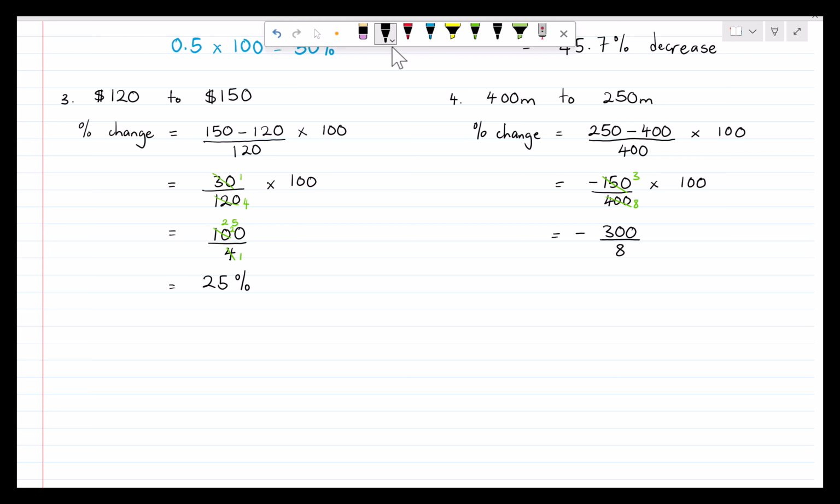Then we multiply negative 3 times 100, that is negative 300 over 8 times 1, which is 8. And then we divide negative 300 by 8, and we get our answer as negative 37.5%. And remember, since it is a negative, that means we have a 37.5% decrease. This is how you calculate the percent change.